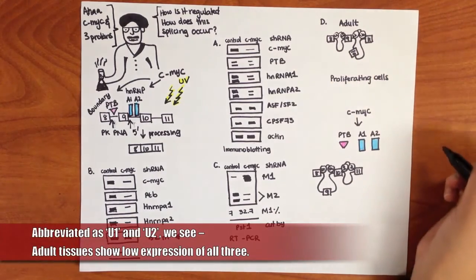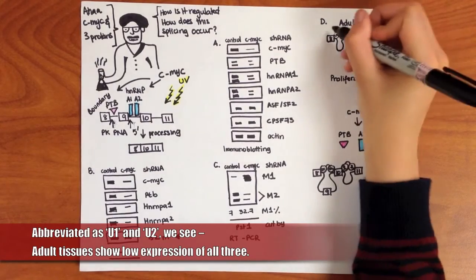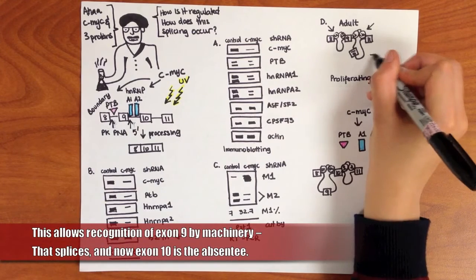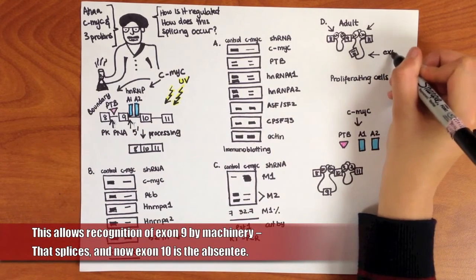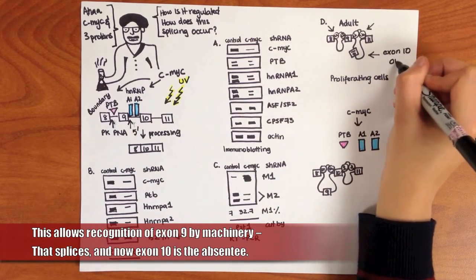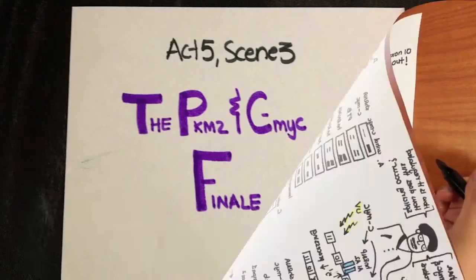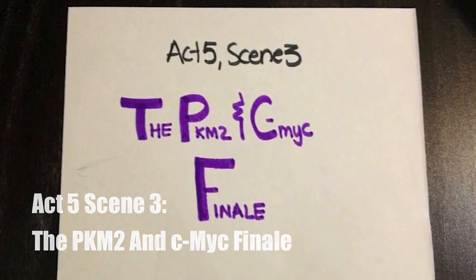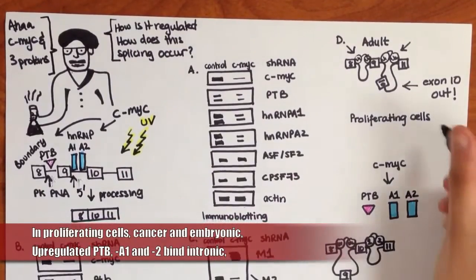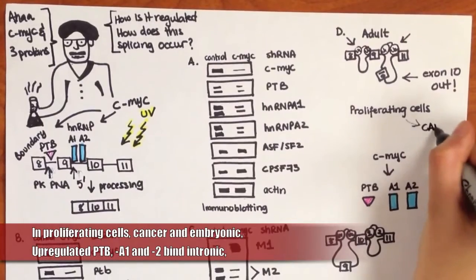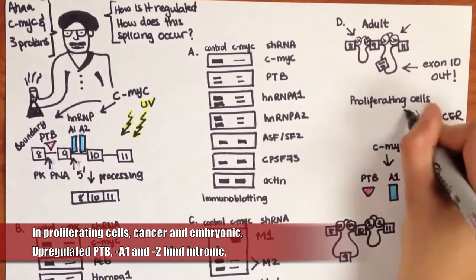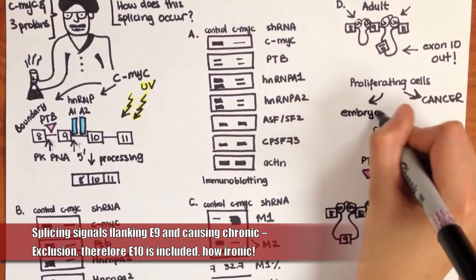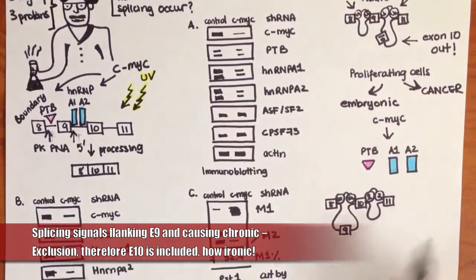Abbreviated as U1 and U2, we see adult tissues show low expression of all three. This allows recognition of exon 9 by machinery that splices, and now exon 10 is the absentee. In proliferating cells, cancer and embryonic, upregulated PTB, A1 and A2 bind intronic splicing signals flanking E9 and causing chronic exclusion. Therefore, E10 is included.